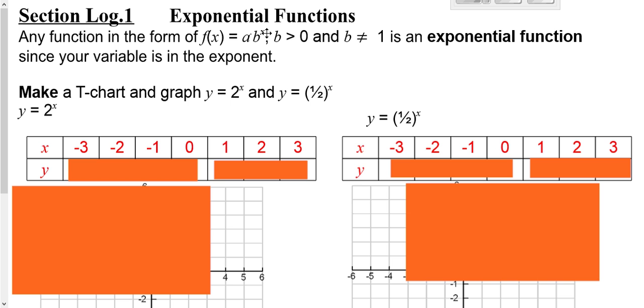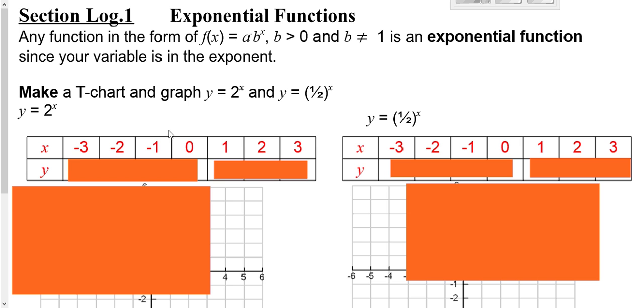Whatever the exponent is on is considered b, and that has to be positive, and it cannot be equal to 1. So if b is positive and not equal to 1, it's considered to be an exponential function. So here we have two exponential functions, y equals 2 to the x, and in this case, a is 1 because there's nothing in front of the number that has a variable on it. And then we have y equals 1/2 to the x.